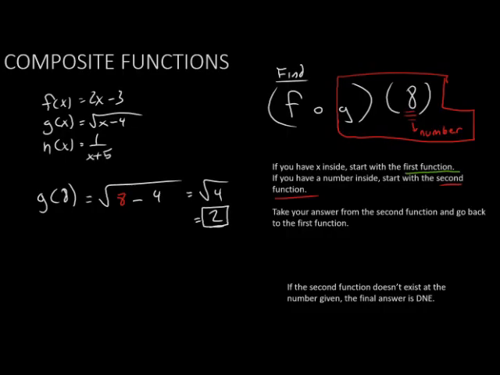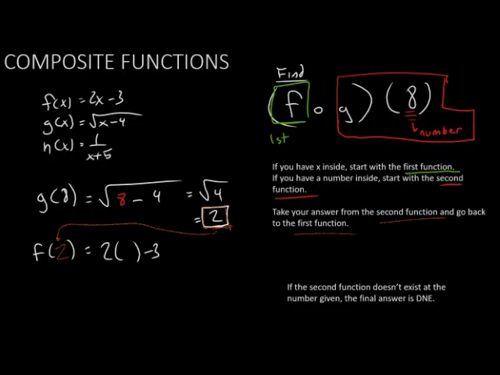Now we're going to use that answer of 2 and go back to our first function. Our first function was our f, and so we'll start by writing f of something. But now we're going to pass in our answer from g at 8 into that new f. So we're taking our answer from our second function and passing it back to our first function. So now we're trying to find f at 2. For f at 2, we'll take 2 times 2 minus 3. 2 times 2 is 4, minus 3 gives us 1. This will be our answer for this composite function.